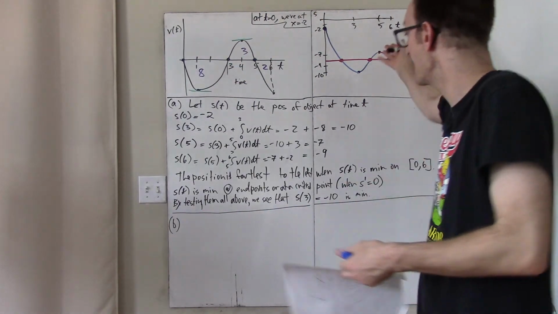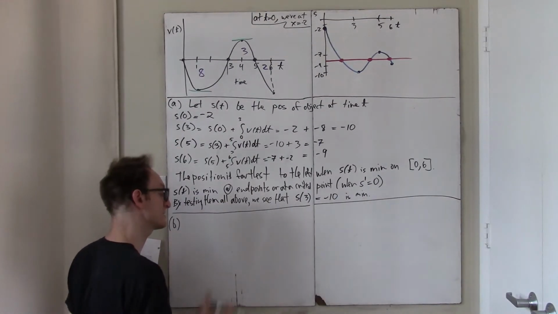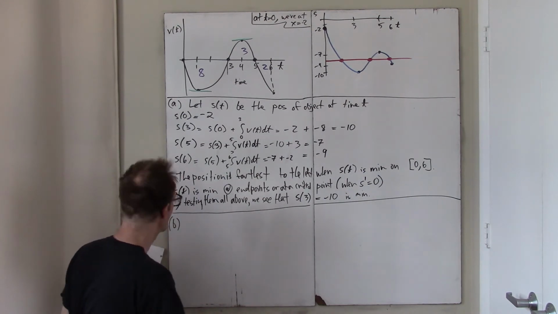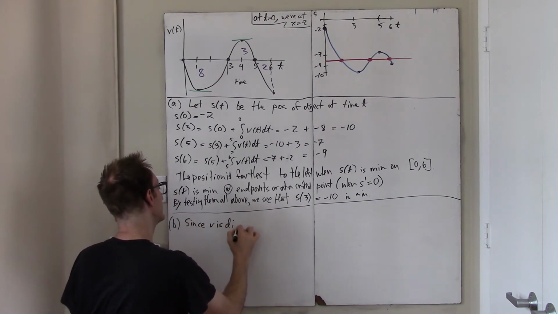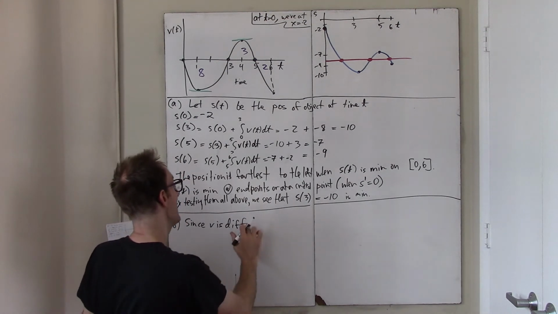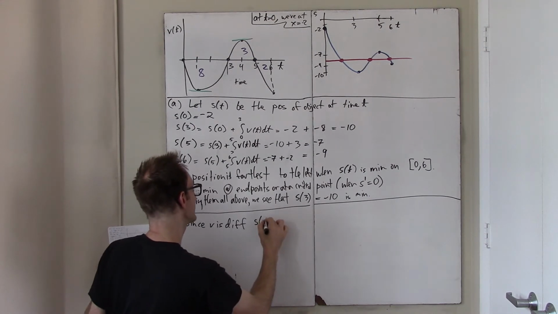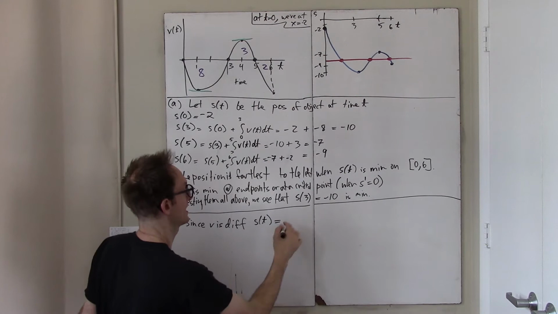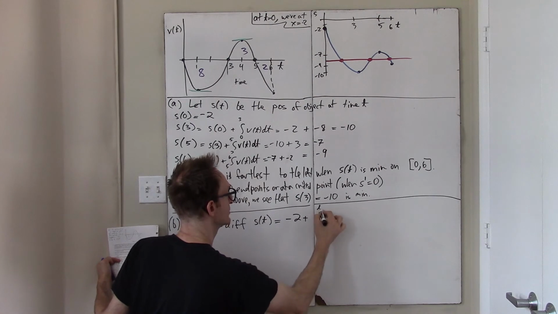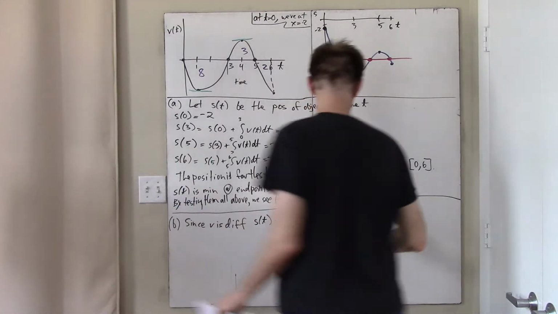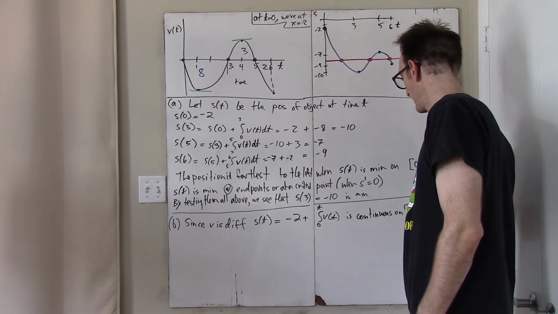But there it is. Maybe I'll just say something about this. Notice that they squeezed into this problem that v is differentiable. So maybe we want to throw in some line: since v is differentiable, then s of t, which is after all just -2 plus the integral from 0 to t of v, is continuous on the interval 0, 6.